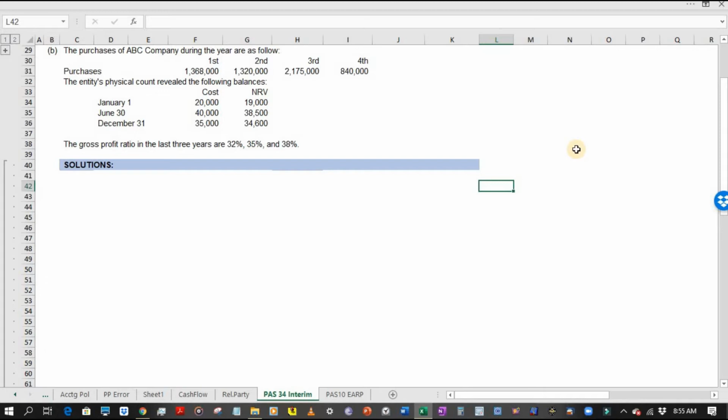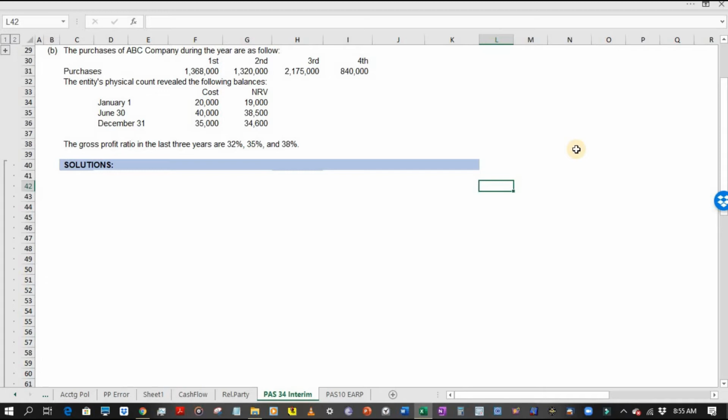So in this instance, we are allowed to use estimations. And again, as we have discussed, for interim reporting purposes, unlike annual reporting, we are using a lot of estimation when it comes to interim financial reporting.